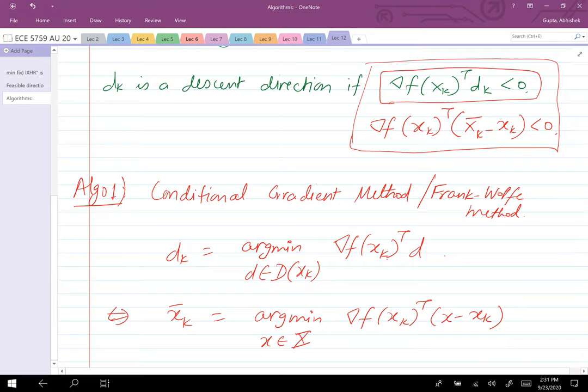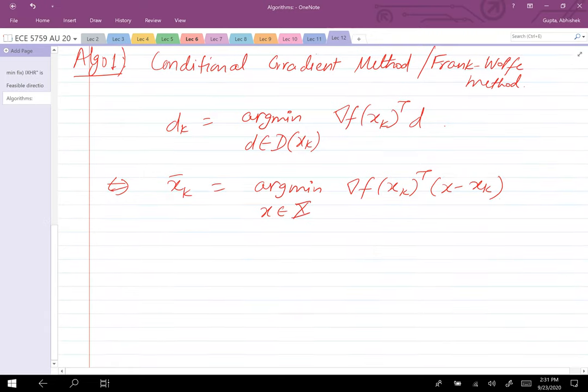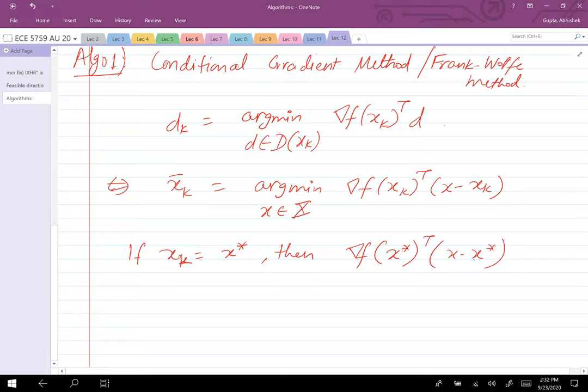So let's see what happens if you're at the optimal point. So if xk was equal to x star, then we know from the necessary conditions for optimality that gradient of f of x star transpose x minus x star is greater than or equal to zero for all x in capital X, right? So this was the necessary condition for optimality, which we studied in the previous class.